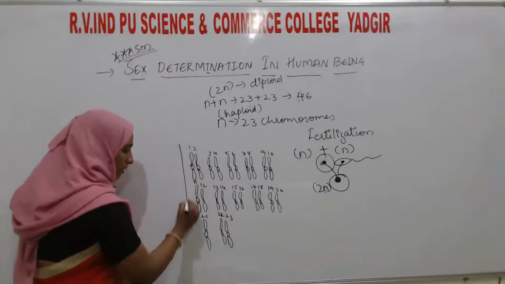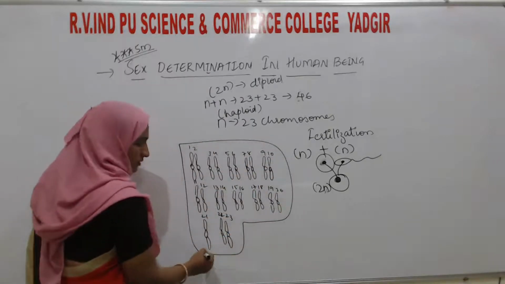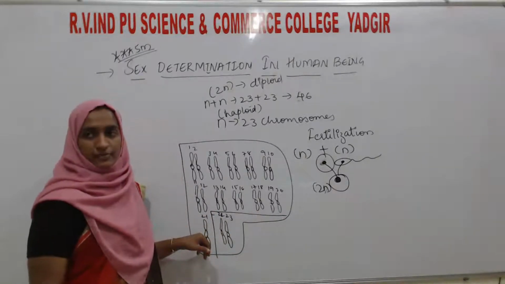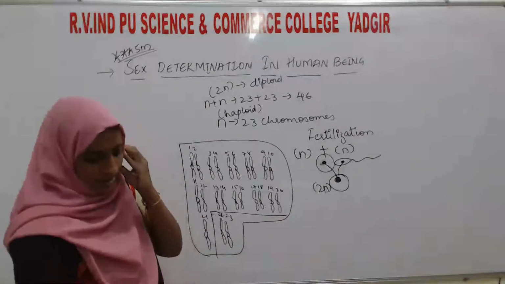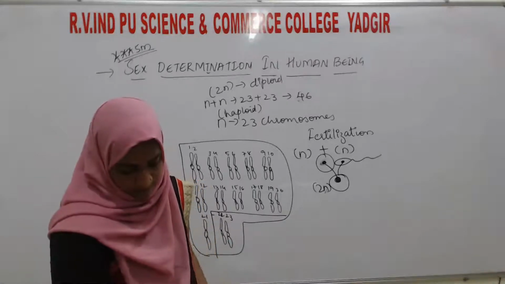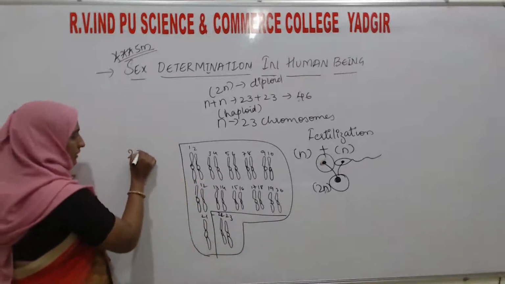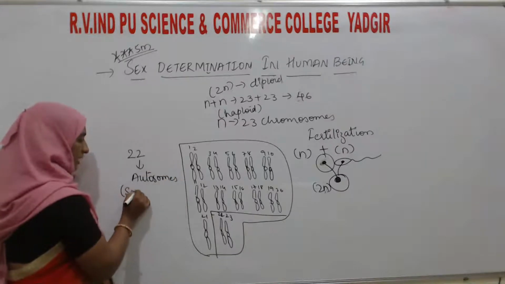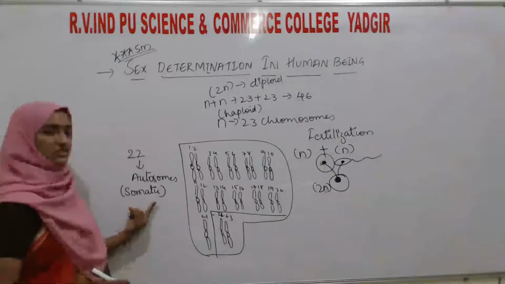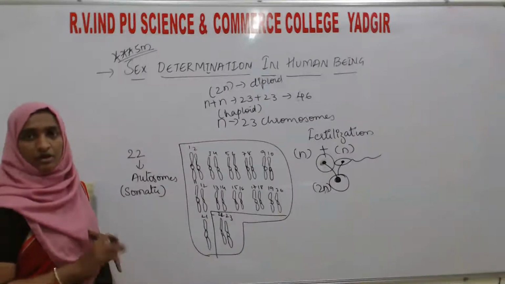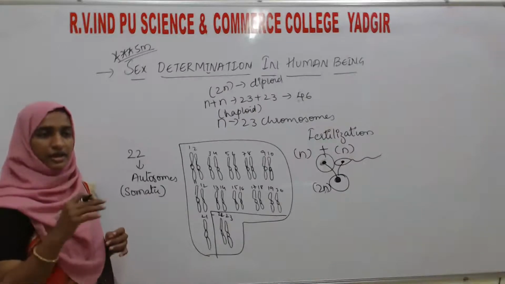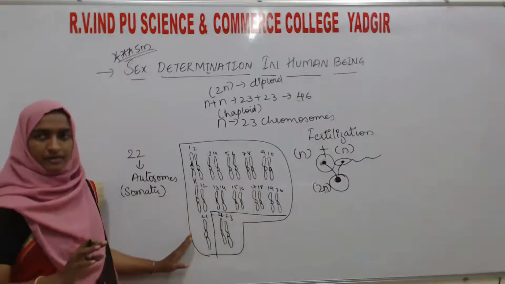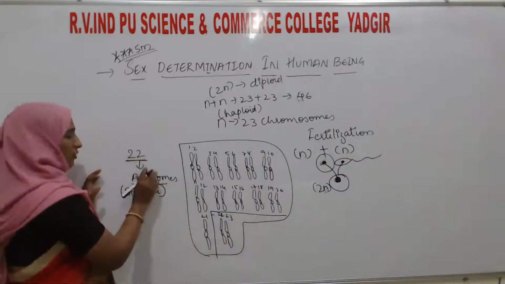See here, among these 23 chromosomes, 22 chromosomes are the somatic chromosomes, also known as autosomes. Autosomes means somatic chromosomes, which are responsible for body characters, not sex. Height, weight, skin color, eye color, hair shape, hair color, everything is decided by these chromosomes. And these 22 chromosomes are known as the autosomes.